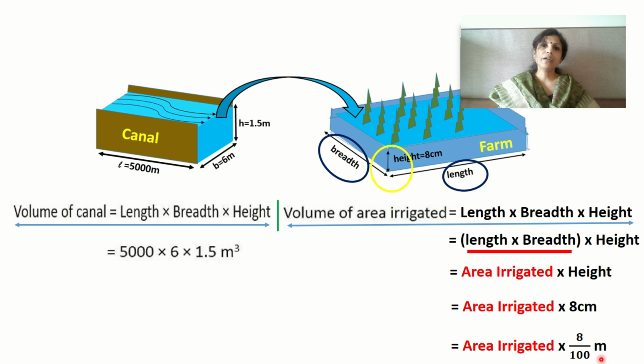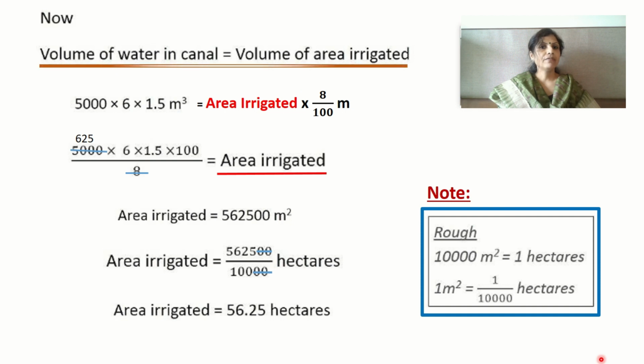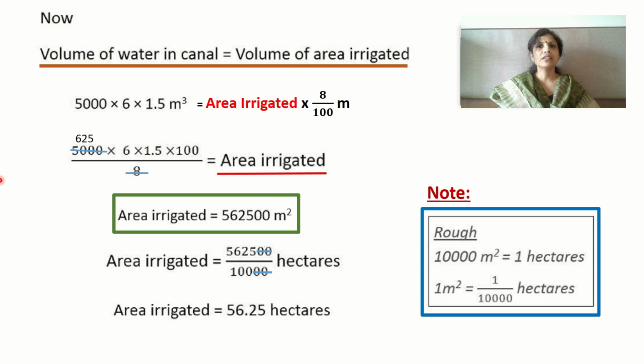Alright. So let's equate the volumes of the canal and the farm. So we'll have 5000 into 6 into 1.5 is equal to area irrigated into 8 upon 100. So we can write it like this. Area irrigated is equal to 5000 into 6 into 1.5 into 100 upon 8. Alright. So cancel 8 and this 5000. So 8 into 625 is 5000. We are left with the answer as area irrigated is equal to 562500 meters square.